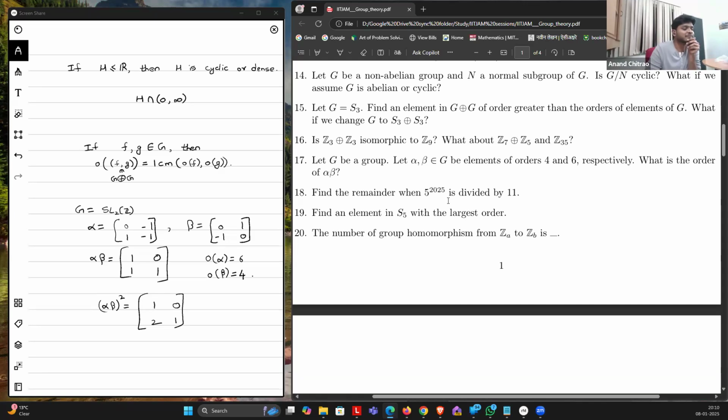Now, what is the remainder when 5 to the 2025 is divided by 11? How do you compute this?